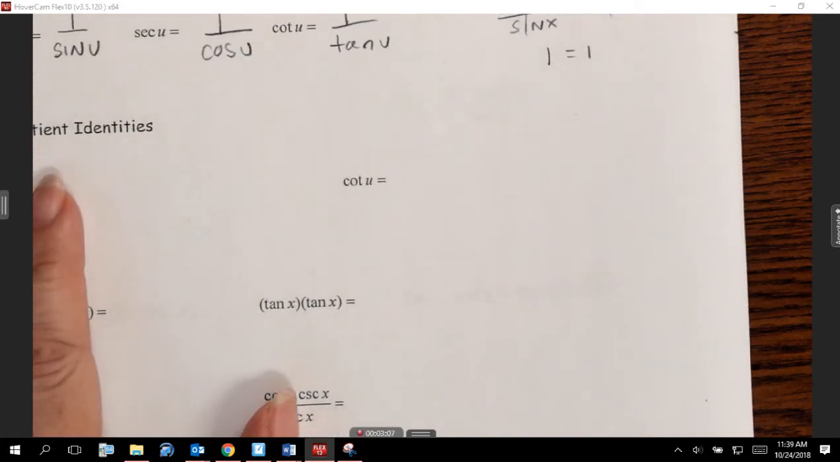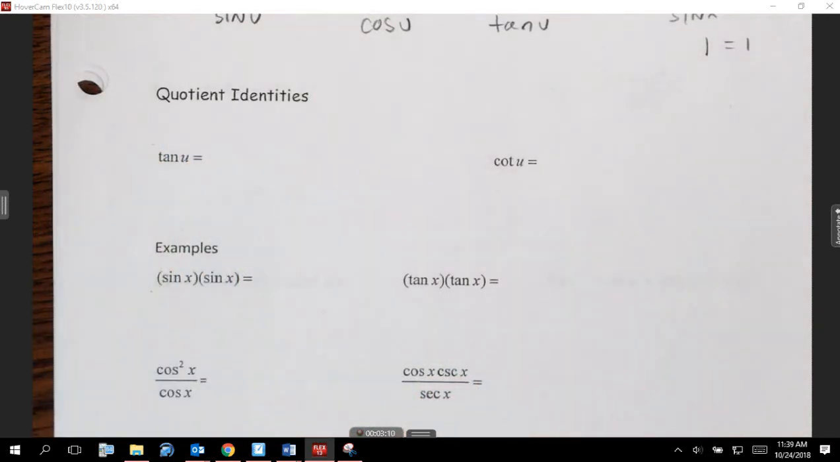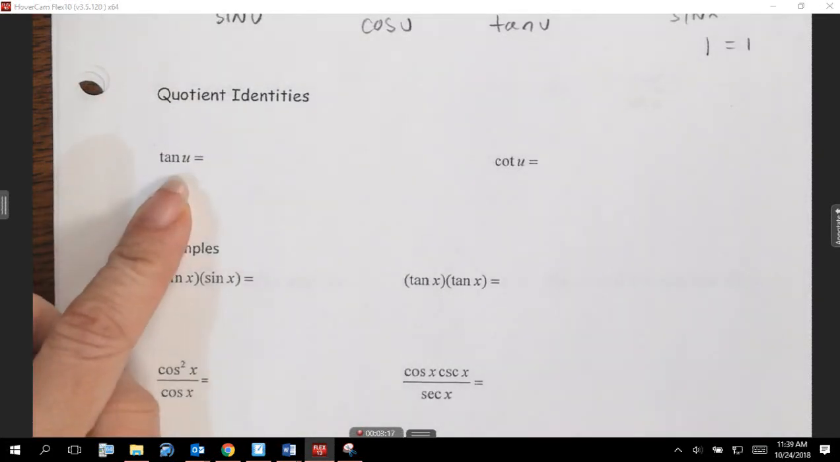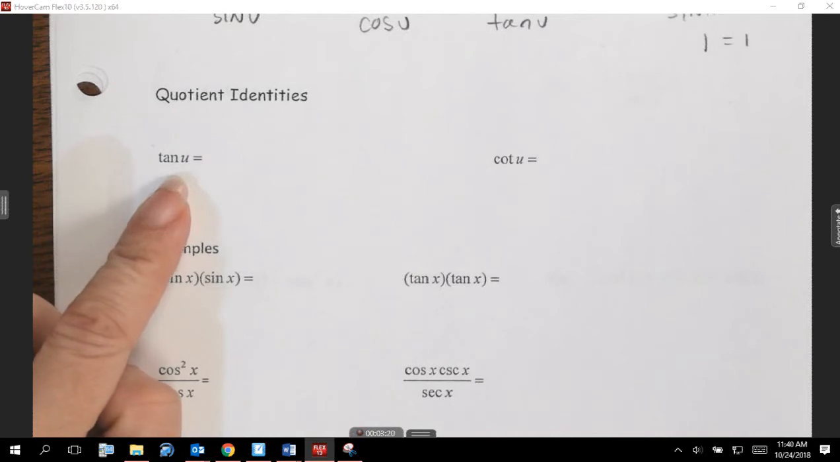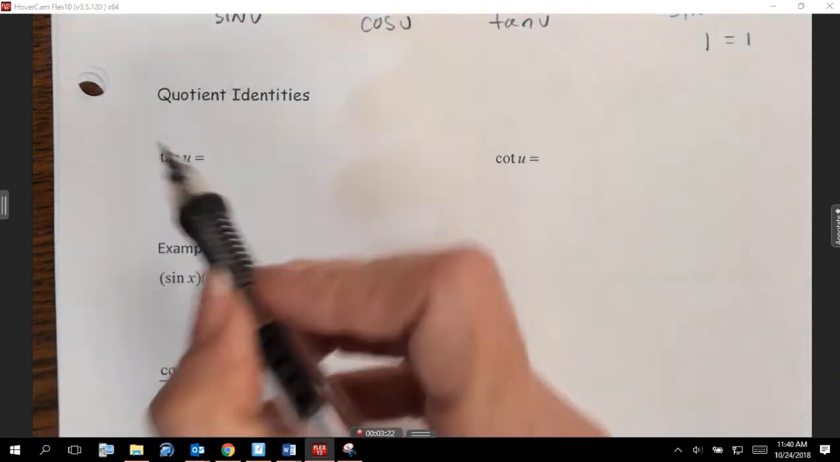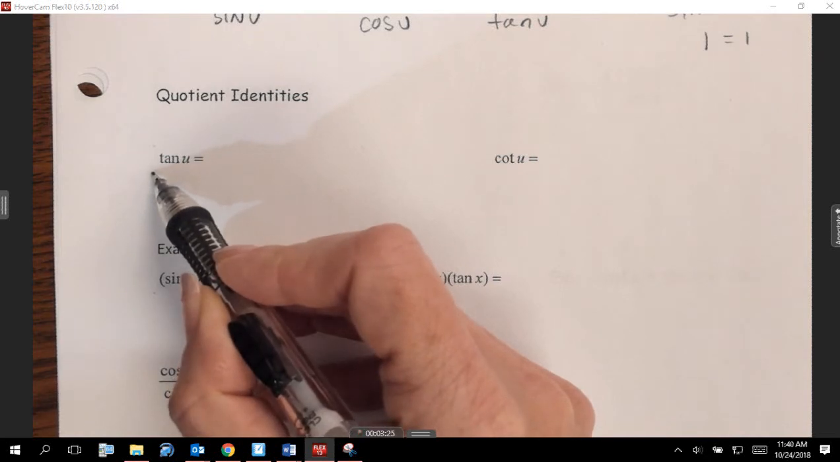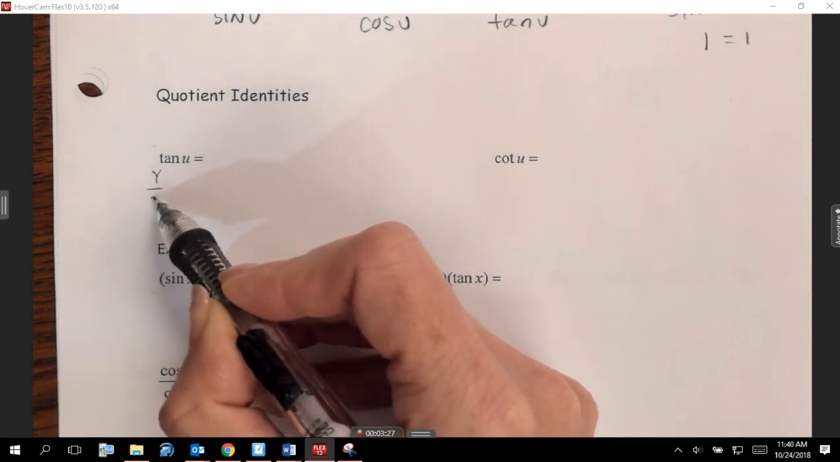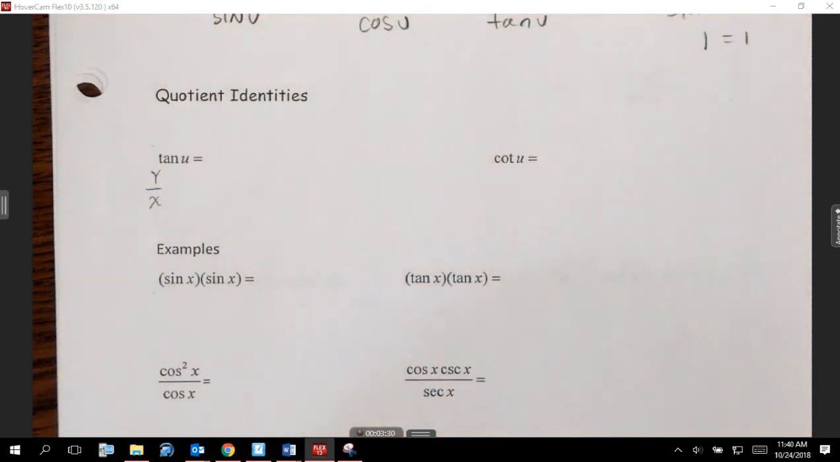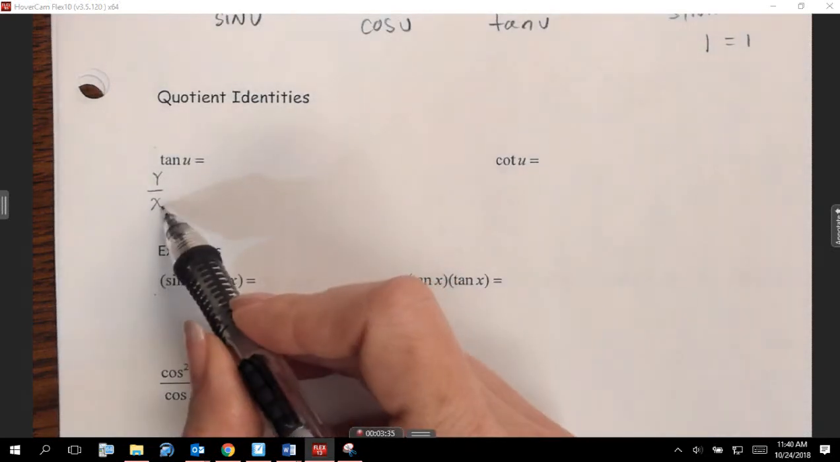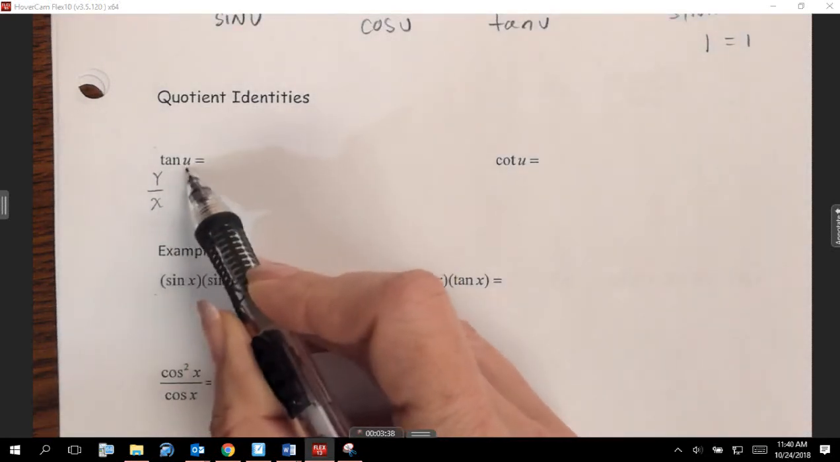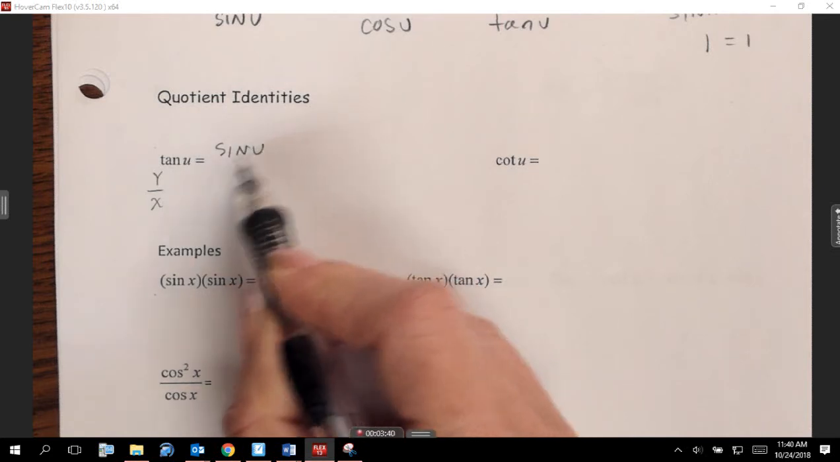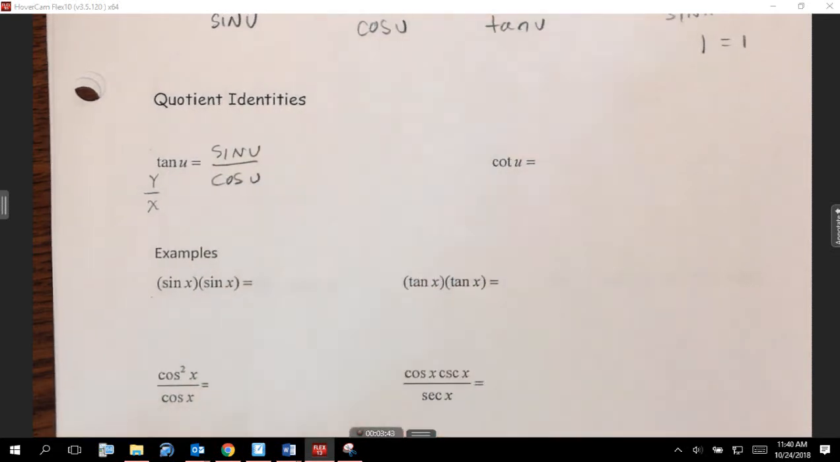The next section is quotient identities. What does quotient mean? Dividing, or it's like the answer to a division question. So this has to do with dividing. Right now it says tangent u, so we're going to rewrite this as a division problem. You guys know from our last chapter that tangent is the same thing as y over x. You also know that y is the same thing as sine, and cosine is the same thing as x. So I can rewrite tangent u as sine u over cosine u. So that is a division.